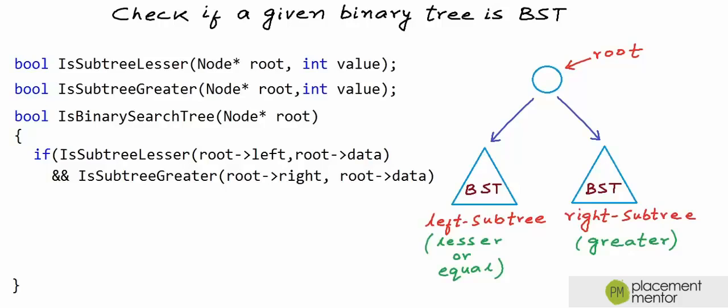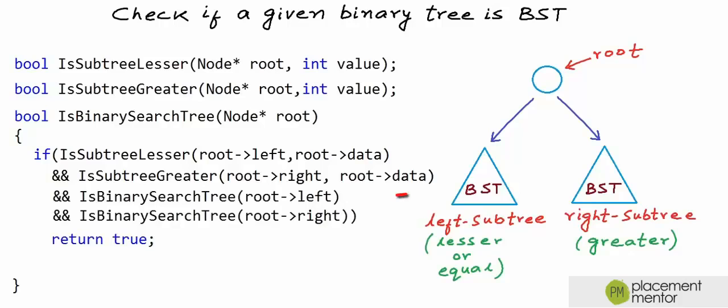So I'll add 2 more conditions here. I have made a recursive call to isBinarySearchTree function passing it the address of the left child, and I have made another call passing the address of the right child. And if all these 4 function calls, isSubTreeLesser, isSubTreeGreater, and isBinarySearchTree for left and right subtrees, return true, if all these 4 checks pass, then our tree is a binary search tree. We can return true, else we need to return false.